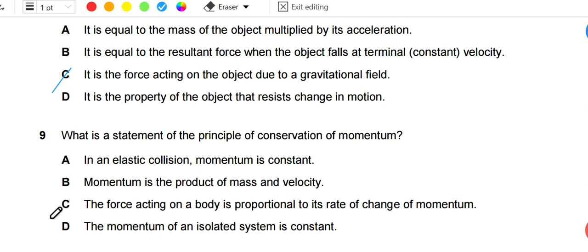Which statement of the principle of conservation of momentum? In an elastic collision momentum is constant? No, kinetic energy is constant. Momentum is the product of mass and velocity. This is not conservation of momentum. Force acting on a body is proportional to rate of change of momentum. This is the definition of force. So D, momentum of an isolated system is constant.